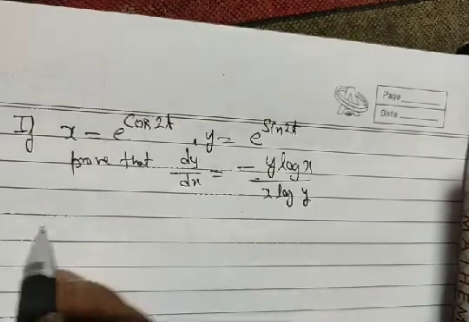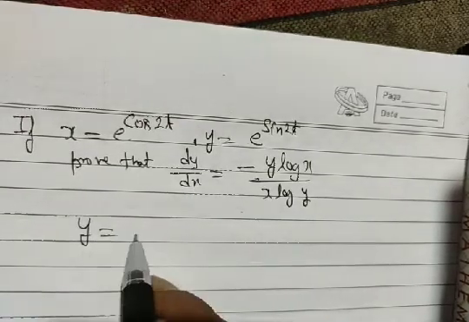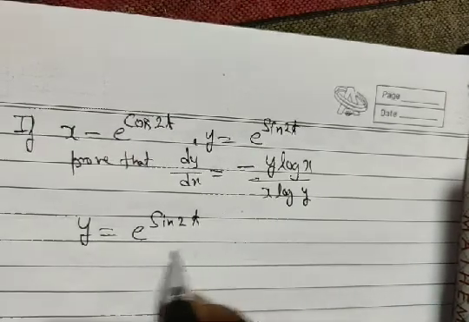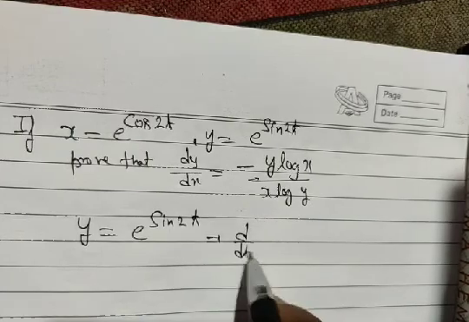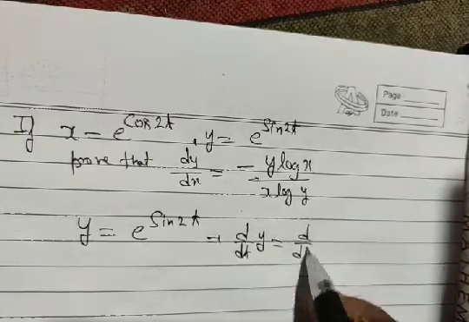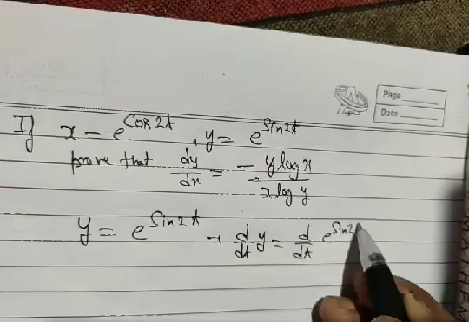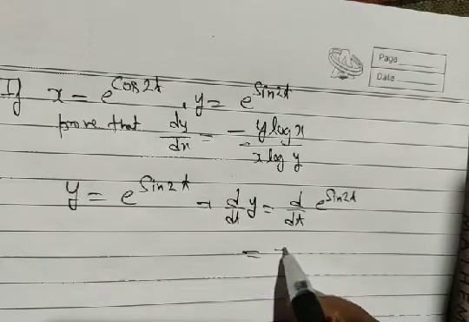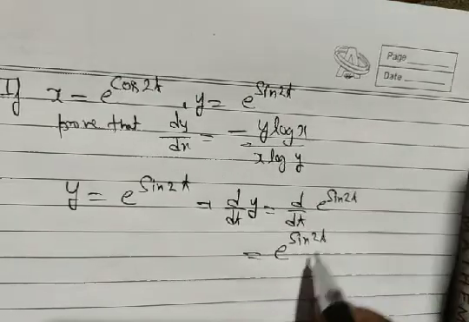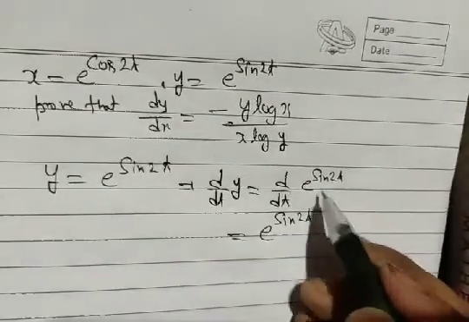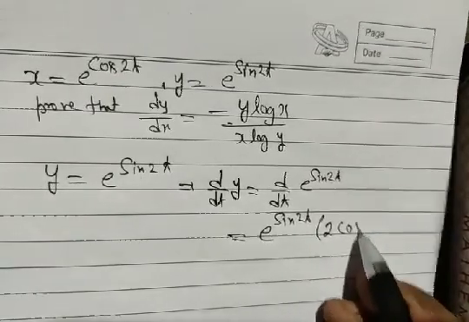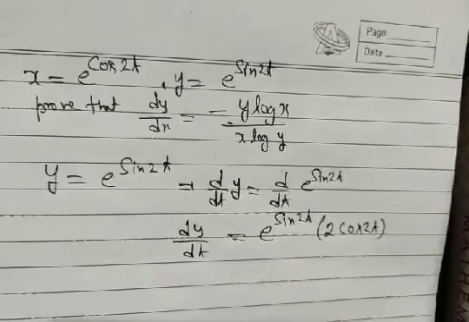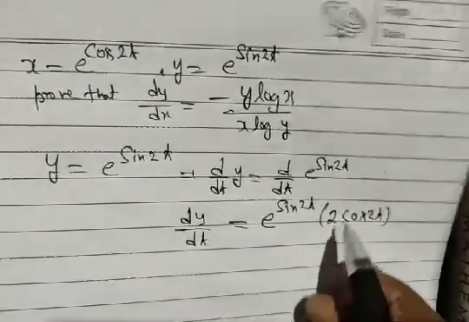Then again, to find dy/dx, first of all we start with y equal to e to power sin 2t. Then we are going to find its derivative d/dt of y, that is d/dt of e to power sin 2t, by using the chain rule. What do we have? e to power sin 2t, and again the derivative of sin 2t is what? We have 2 cos 2t. Then we get dy/dt as e to power sin 2t into 2 cos 2t.